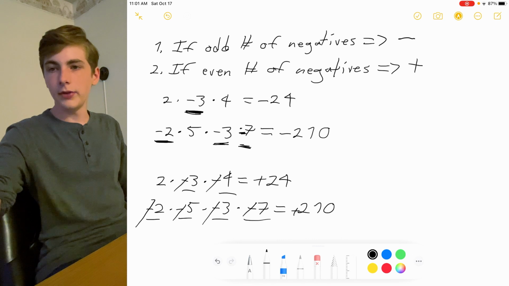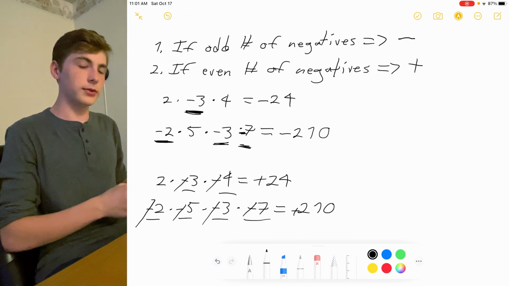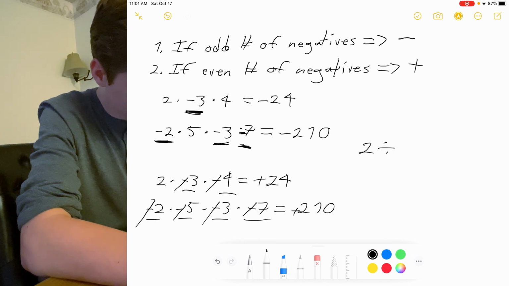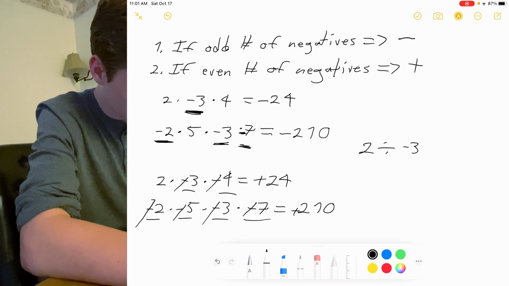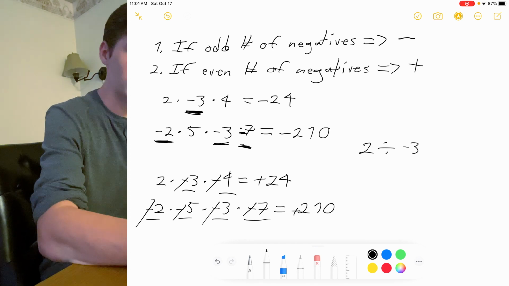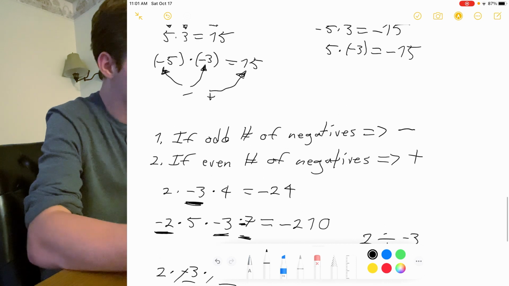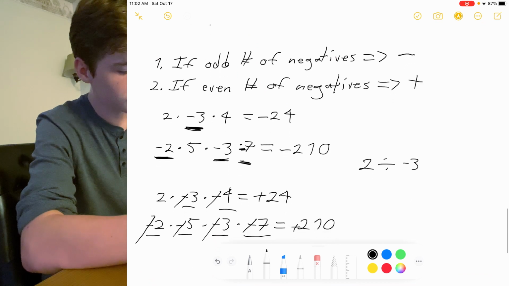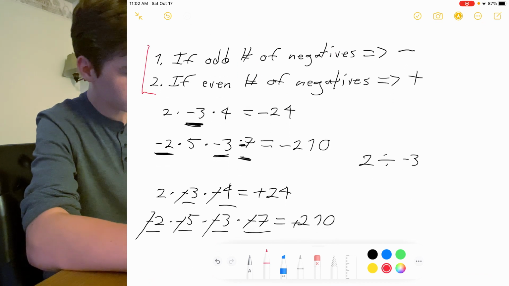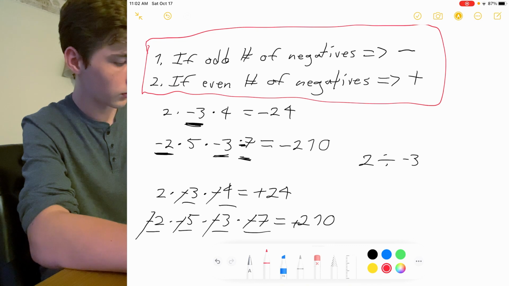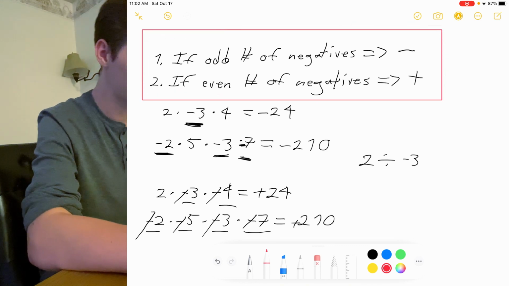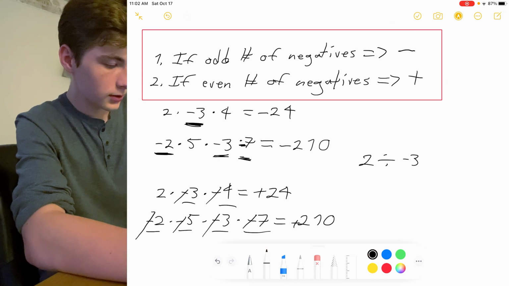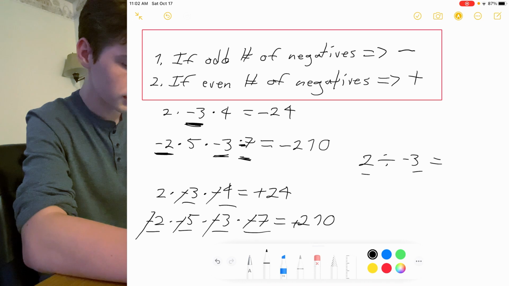All right, so also this is the same for division, I should say. So if I have 2 divided by negative 3, that's going to be negative. Why? Because we have an odd number of negatives, or just because they have different signs. You could use either of those rules. This is really the more robust rule because it works in all of the cases and not just some of them, the ones that have the two numbers. But either one works.